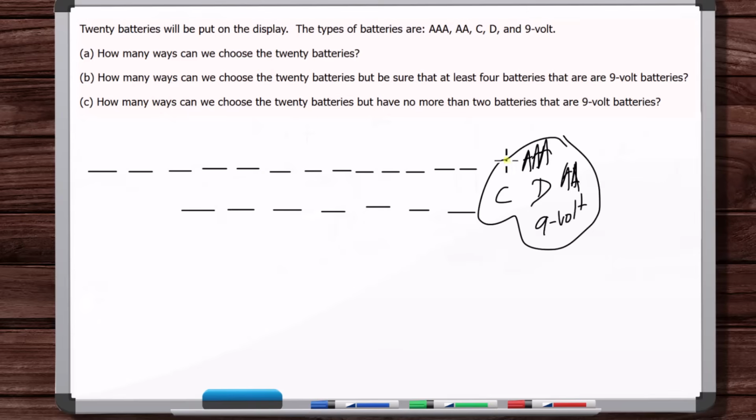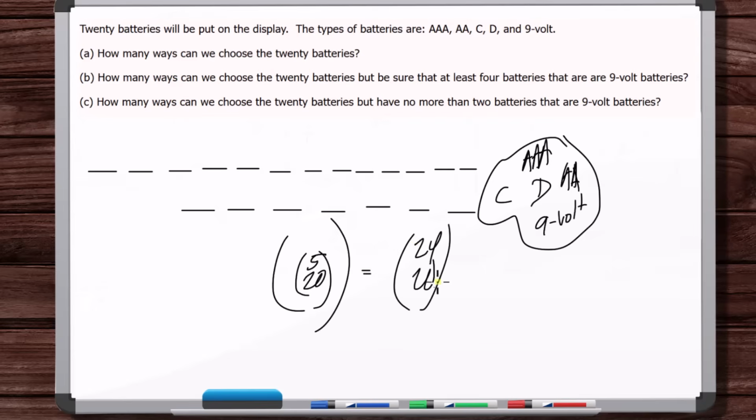It sounds like I could choose all AAA batteries if I wanted to, but the order doesn't matter. I'm assuming it doesn't matter. If it did matter, you would have to use permutations with repetition. So, we're choosing from a group of 5 for 20 slots. 20 plus 5 is 25, minus 1 is 24, so 24 choose 20.